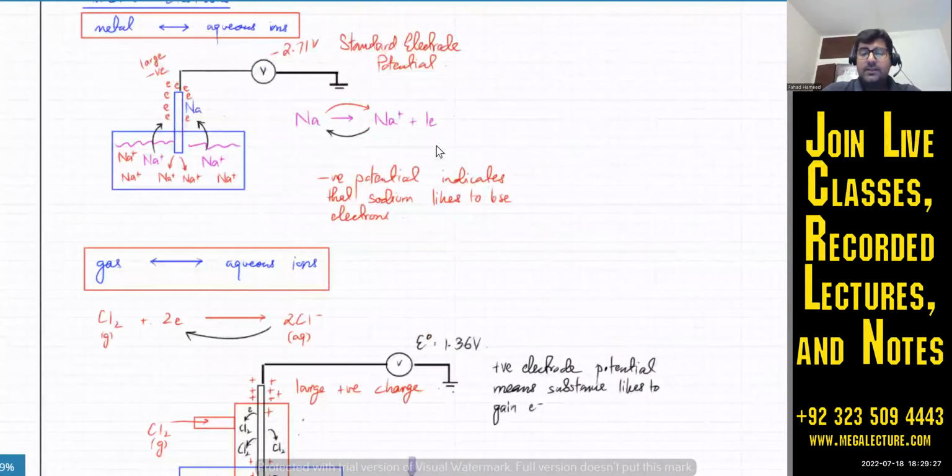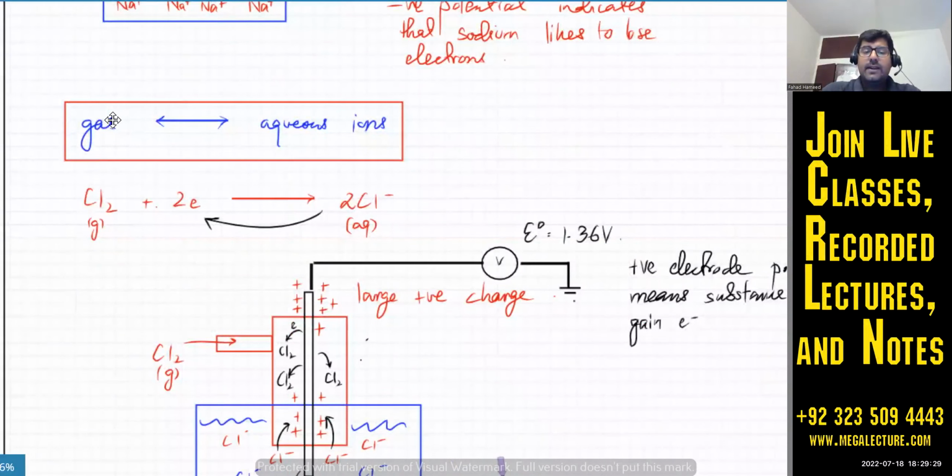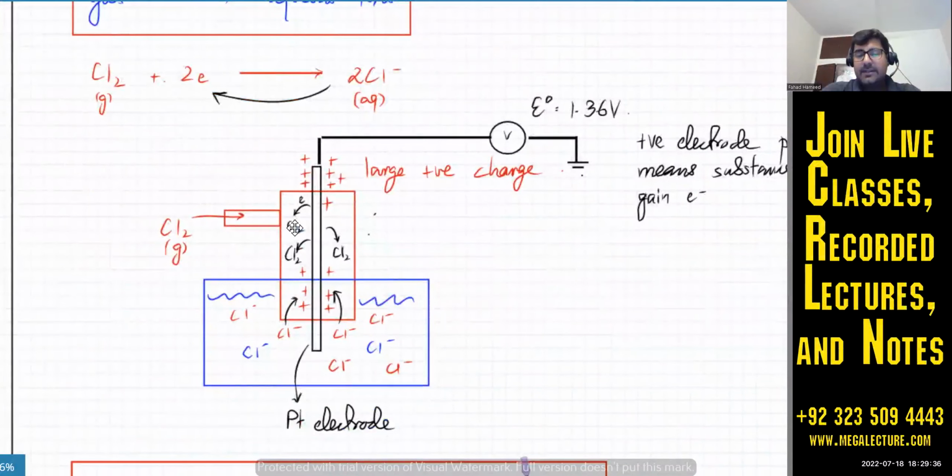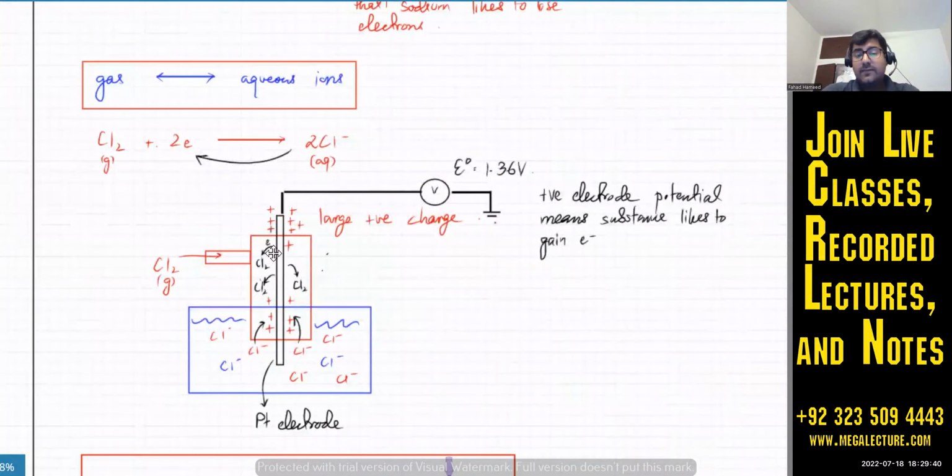Then there'll be equations or reactions where there's a gas involved. In that case, the gas will be in a gas jar and the ions will be in the solution, and you'll put a platinum electrode and you'll wait for whatever happens. A potential would build up and the potential will tell you what's going on. If it's positive, then that means it likes to gain electrons. If it's negative, that means the substance likes to lose electrons.